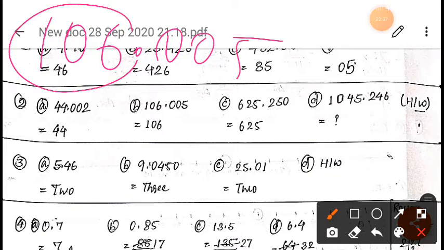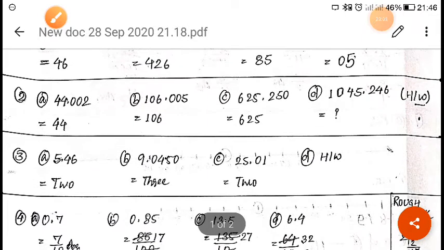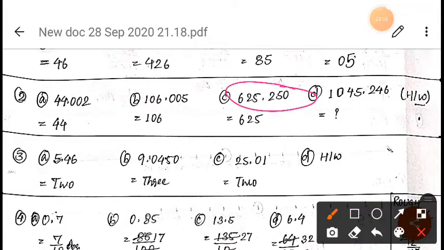For the next question you will see 106.005. So the whole number part is 106. You will write it here. In the third question, you can see which one is the whole number part. This 625 is the whole number part, and part D is your homework. Try to do it.